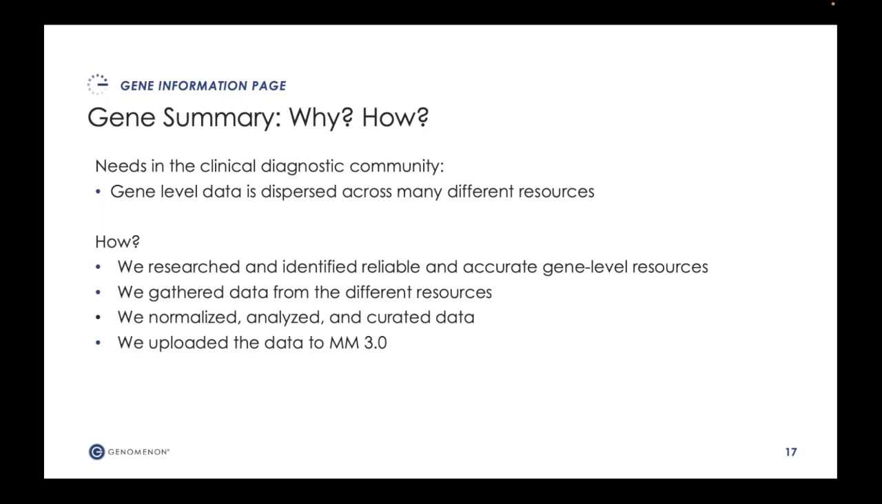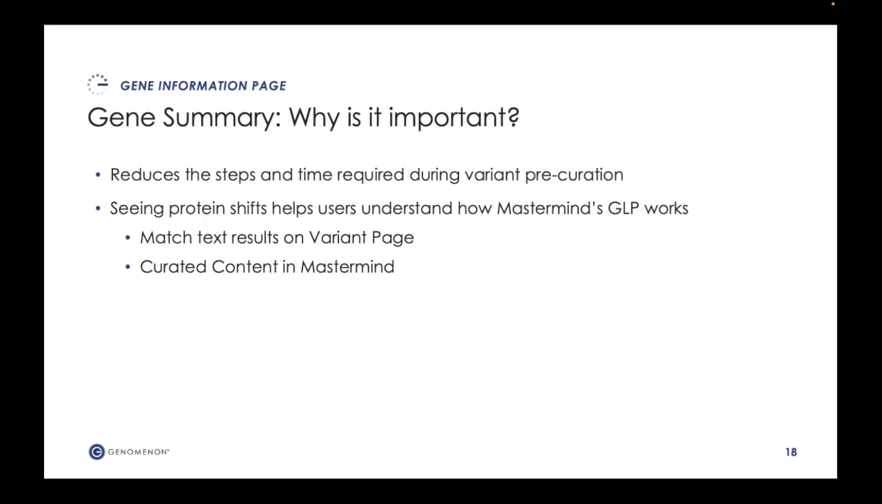So we addressed this need by first researching and identifying all of the reliable and accurate gene level resources. We next gathered data from the different resources, followed by normalizing, analyzing, and curating that data. And last, we uploaded that data into Mastermind 3.0. Next slide. This is very important because it does reduce the steps and times required during variant pre-curation and provides a lot of that information at the tip of your fingers.